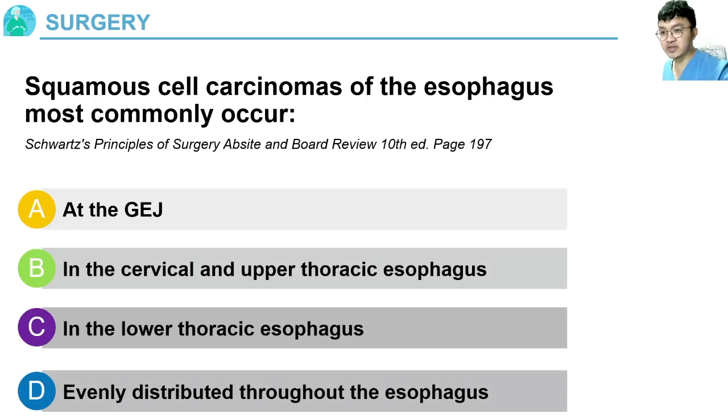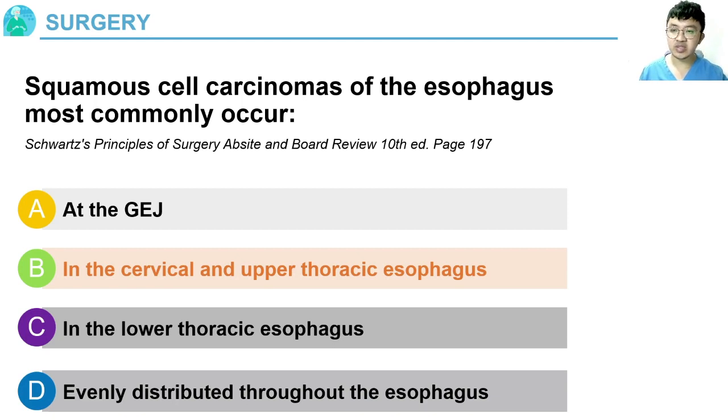Next, for the esophagus, squamous cell carcinomas of the esophagus most commonly occur: A, at the GEJ; B, in the cervical and upper thoracic esophagus; C, in the lower thoracic esophagus; or D, evenly distributed throughout the esophagus? Again, squamous cell carcinomas most commonly occur in the cervical and upper thoracic esophagus.